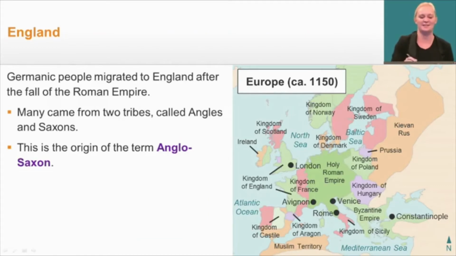Germanic people migrated to England after the fall of the Roman Empire. Now, they mostly came from two tribes, one called the Angles and one called the Saxons, and this is where that term Anglo-Saxon originates from. The Angles came from the lower portion of Denmark up here, and the Saxons came from the coast of what we know as Germany over here.